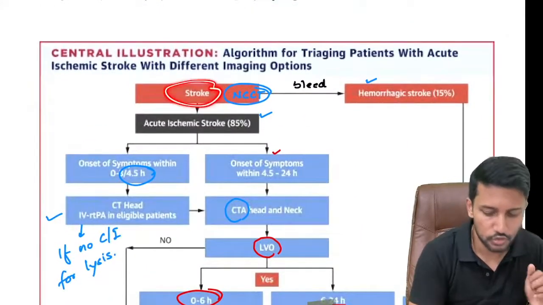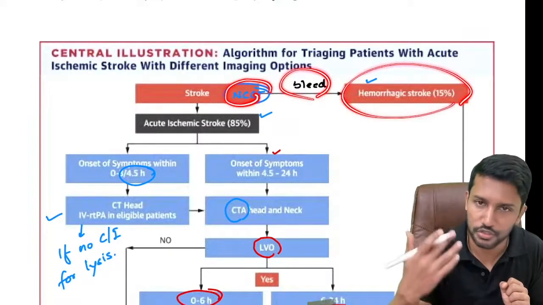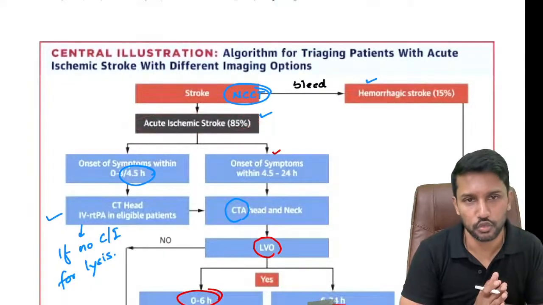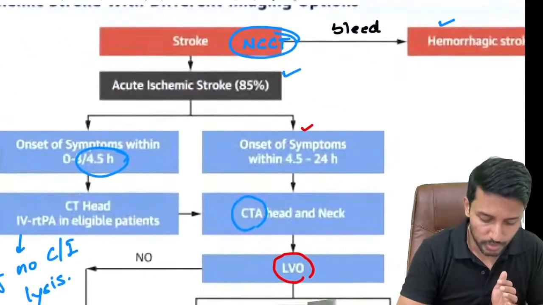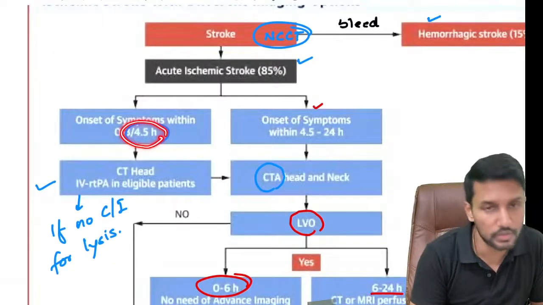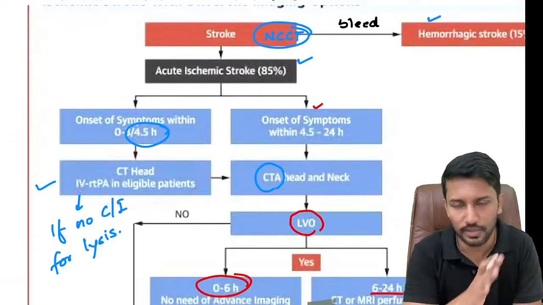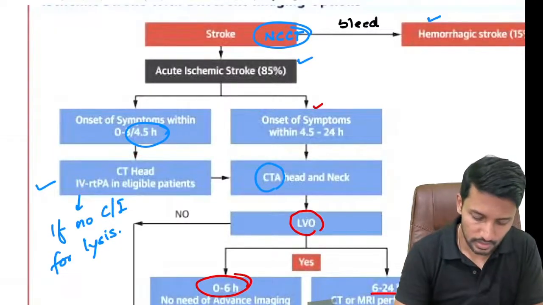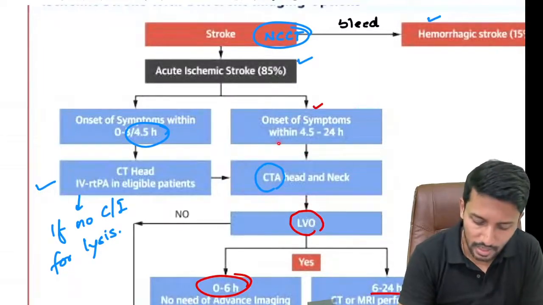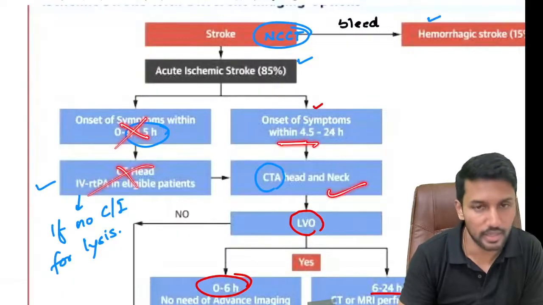When we have a patient with stroke, step number 1, non-contrast CT. Bleed present, hemorrhagic stroke, different story. Bleed not present, ischemic stroke, right? Ischemic stroke patient, if they are presented within 4.5 hours, if there are no contraindications, definitely we are doing thrombolysis, right? Apart from thrombolysis, we are also going to do the CT angio. And those who are presented after 4.5 hours, definitely they are not fit for thrombolysis, only fit for mechanical thrombectomy.